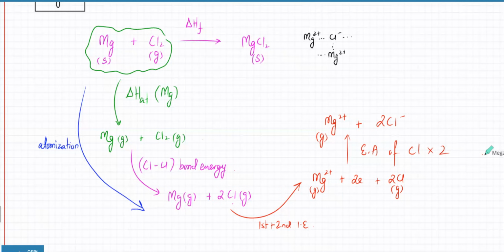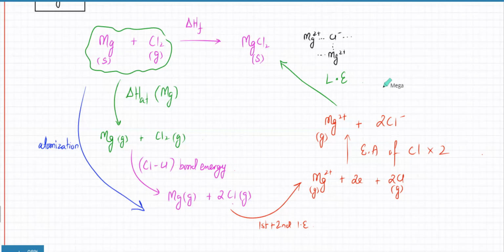And then you have the last step, which is going to be the lattice energy, where those gaseous ions combine and they form a lattice. So that's your lattice enthalpy. Okay, is this clear?